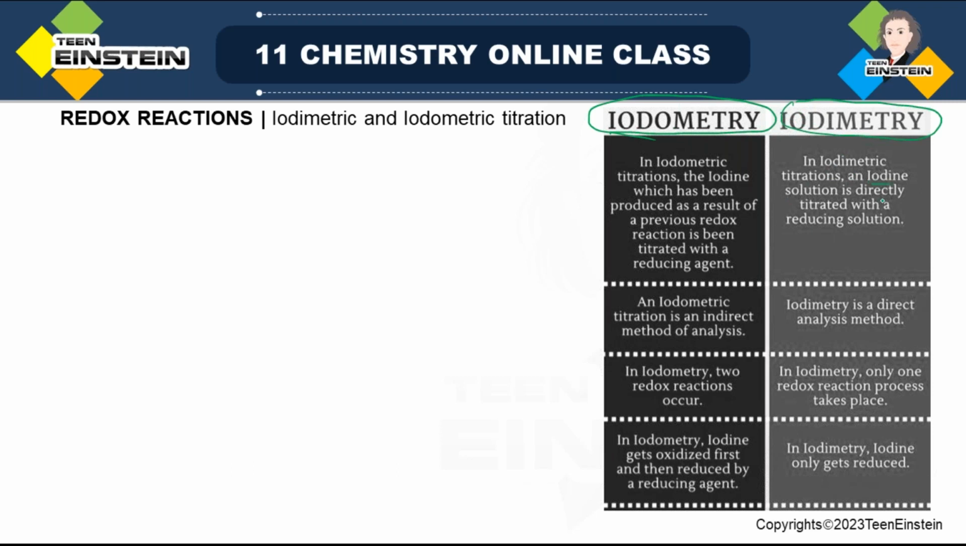So in iodimetric titration, an iodine solution is directly titrated with a reducing agent or solution. But in iodometric, the iodine which has been produced as a result of a previous redox reaction is now treated with some reducing agent, which is mainly Na2S2O3. And iodometric is indirect, this is direct. Two reactions are involved in total. Here only one redox reaction. In iodometry, iodine gets oxidized first and then reduced by some reducing agent, and here in iodimetry, it is a one-time reaction, iodine only gets reduced. So in this way, we can compare.